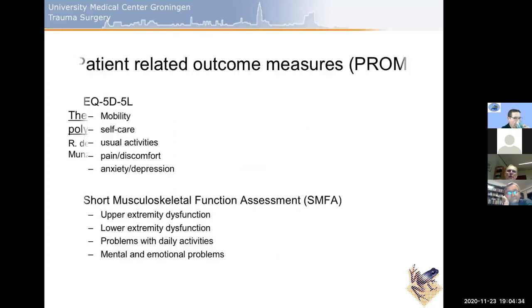What did we ask? We used the EQ-5D and the Short Musculoskeletal Function Assessment. Those are well-known patient-reported outcome measures. The first one is about mobility, self-care, usual activities, pain, discomfort, and depression, anxiety. And the second one has 4 subscales: upper and lower extremity, problems in daily activities, and mental and emotional problems.